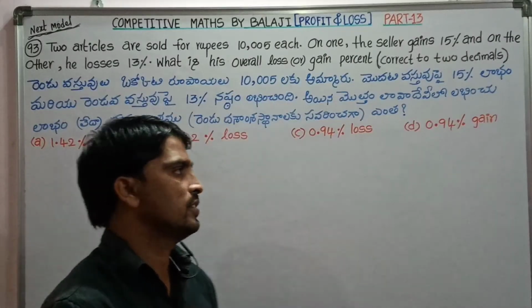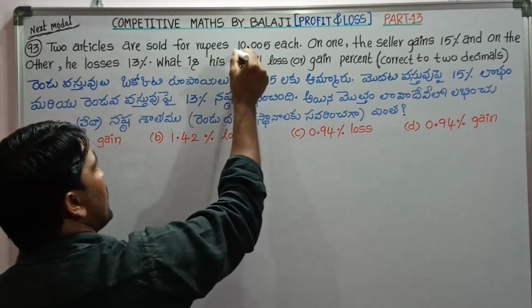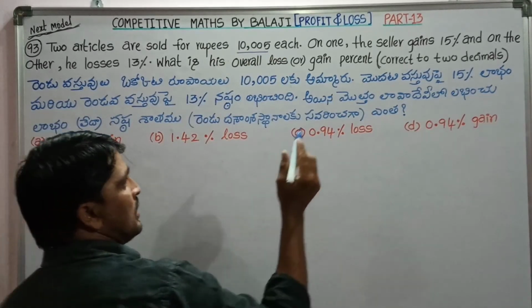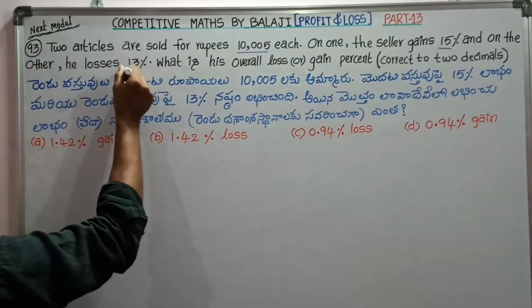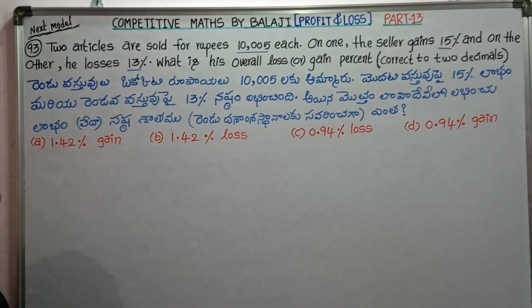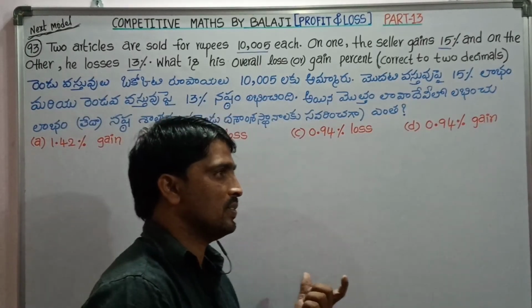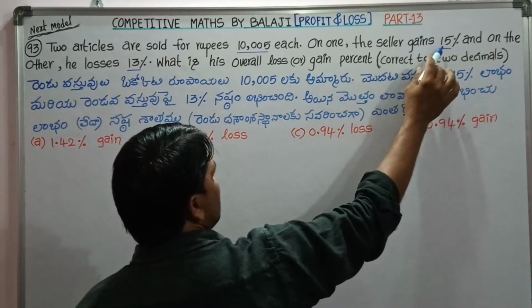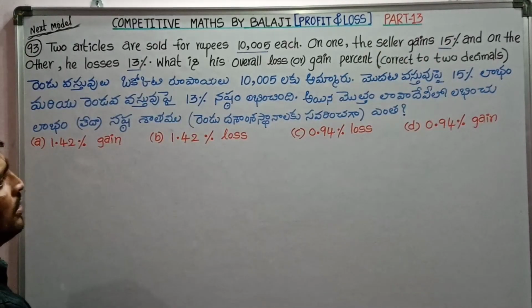Next two model questions on these concepts. 93. 2 articles are sold for rupees 10,005 each. On one, the seller gains 15% and on the other, he loses 13%. What is his overall loss or gain percent? Cut to 2 decimal places. Here SPs are same, but gain percent on one article is not equal to loss percent on second article.